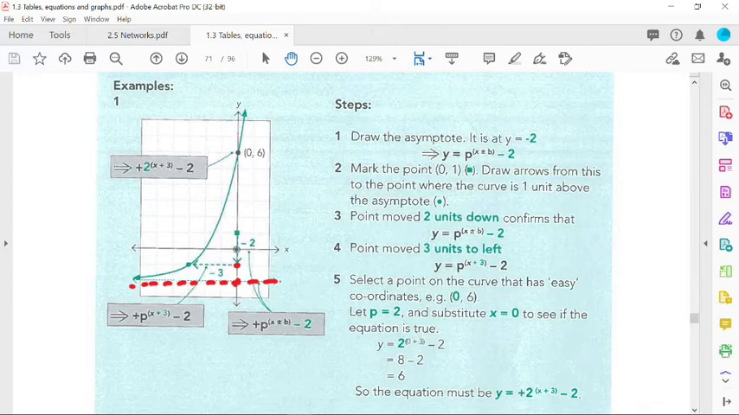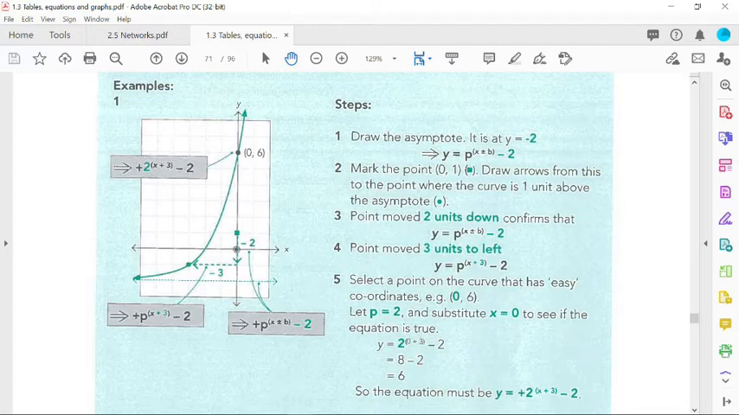Okay. How do you spell that word? Asymptote. Asymptote. No worries. Okay. All right. So once you've found the asymptote, right?